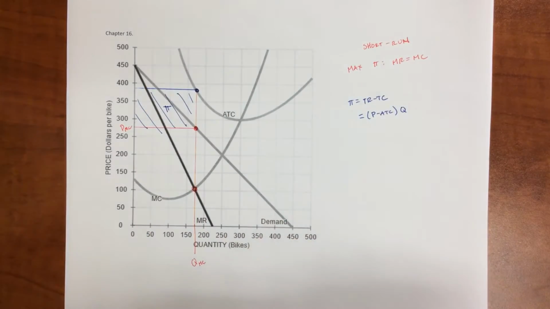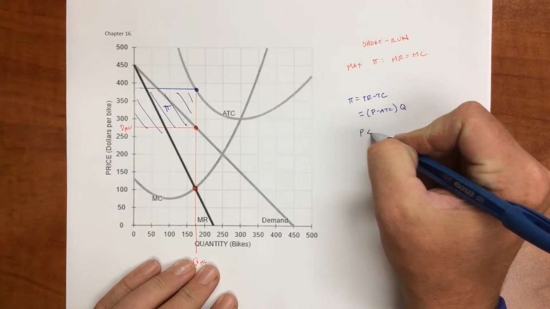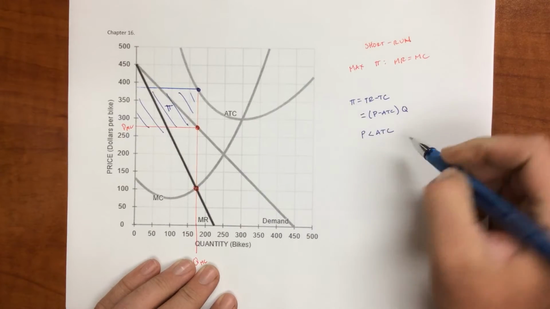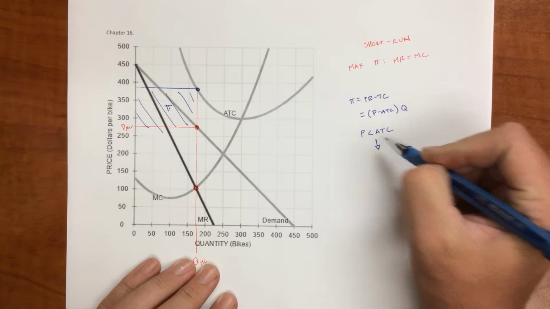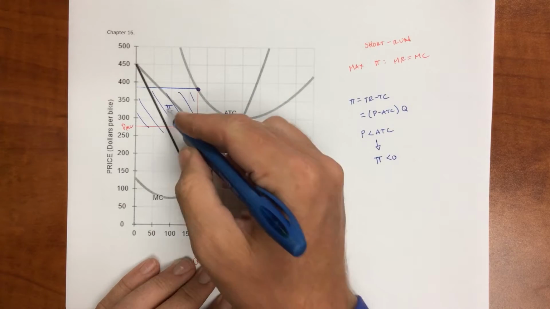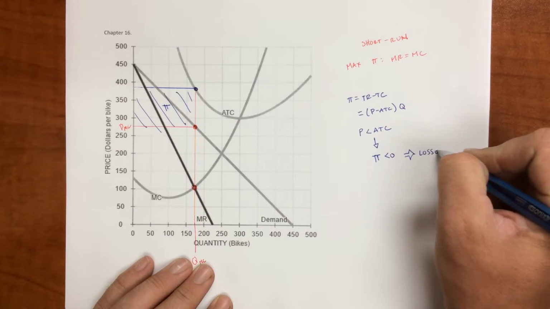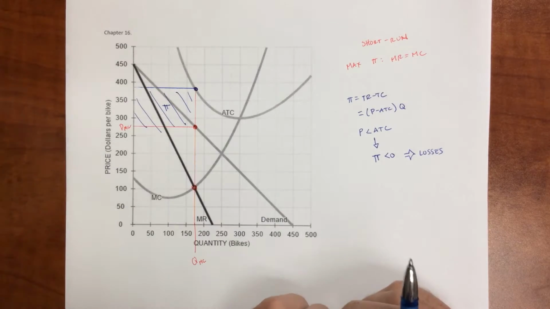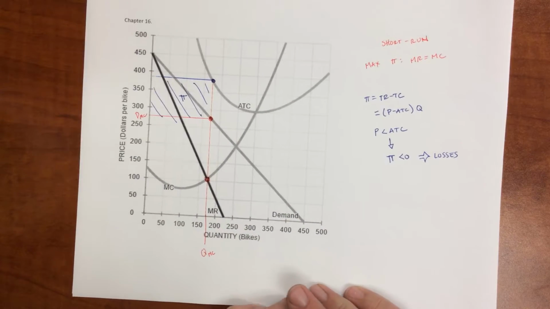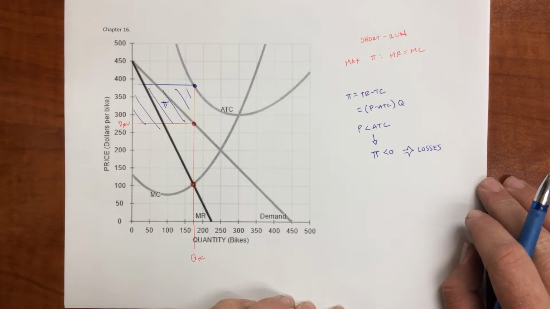These are our profits. But now you might think, wow, we're doing really good. But the thing to note is that in this example, price is below average total cost. When that's the case, that means profits are less than zero, which means those aren't our profits. Those are actually losses, and that's sad. So in this case, the firm is actually losing money in the short run.